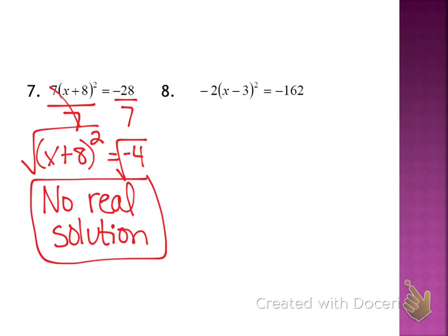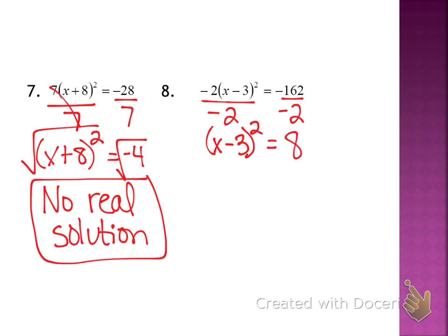Questions, concerns? Okay, so then we go to number 8. Is this one going to be no real solution? We don't know yet. So, let's see, what should we do first? All right, we should divide by -2. We need to get the squared piece alone before we can square root. So x minus 3, still in parentheses, squared, is equal to what?